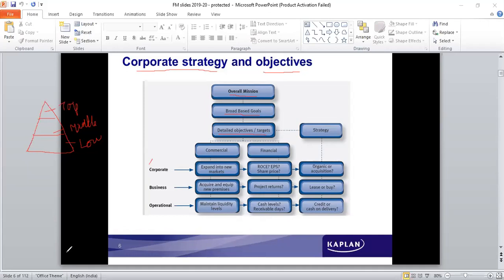Then for the financial part of it, how much ROCE, return on capital employed, what is the earnings per share, what is the value of the share, the share price, the issues related to that will be focused on by the corporate level, because they are looking at a broader level. Their scope is to look at the organization as one unit, which they will be projecting in the outside market, in the external environment.